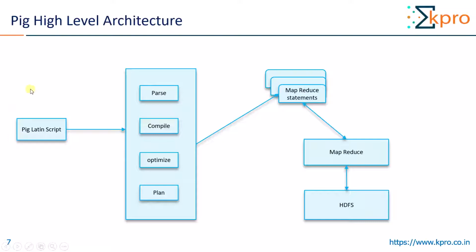Let us understand high-level architecture of Pig. Pig Latin script, when it is submitted, it will be parsed and then compiled, then optimized, and execution plans are defined. Then it is converted to MapReduce and sent to MapReduce engine. And the MapReduce will be executed on the cluster using HDFS data.